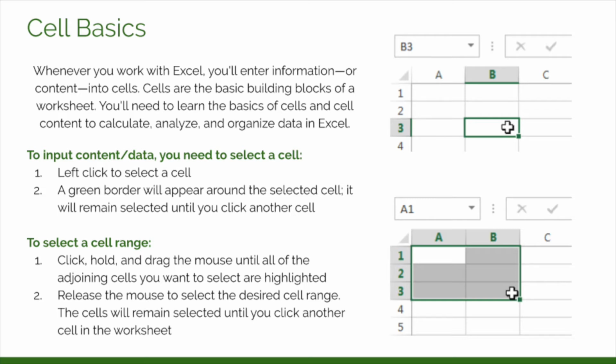First, you left-click to select a cell. A green border will appear around the selected cell. It will remain selected until you click another cell. To select a cell range, you click, hold, and drag the mouse until all of the adjoining cells you want to select are highlighted. Release the mouse to select the desired cell range. The cells will remain selected until you click another cell in the worksheet.